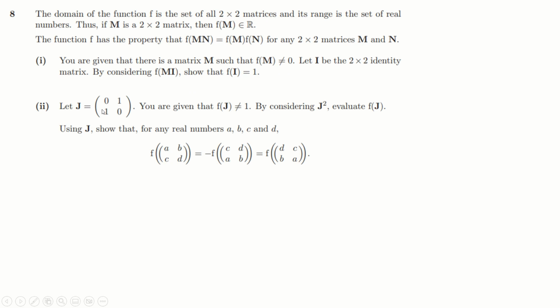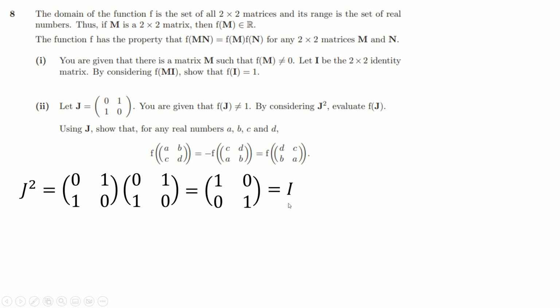Nice little warm-up. J is this matrix here. By considering j squared, okay, well, let's just do that very quickly. J squared is this times this. If you do some multiplying out, you end up with the identity, which is pretty convenient. Now evaluate f of j.